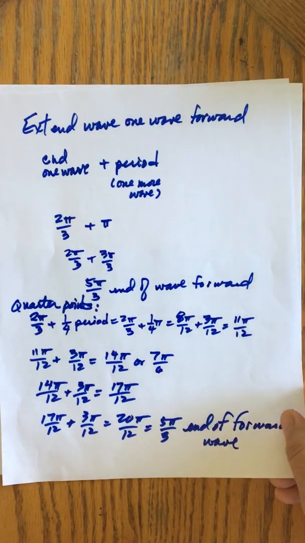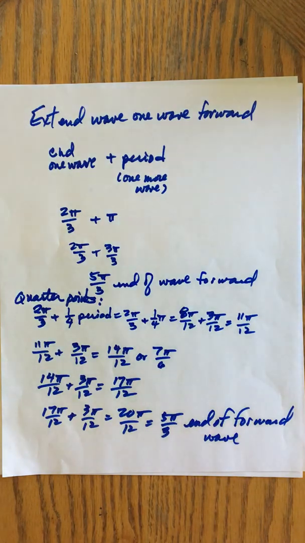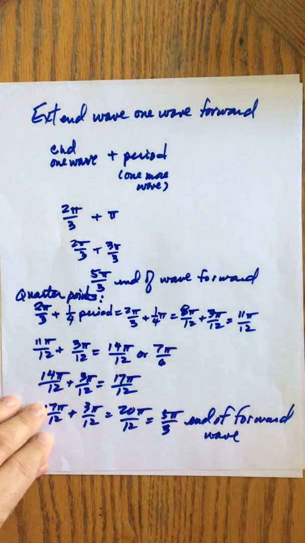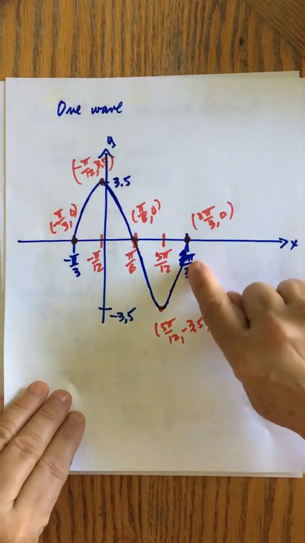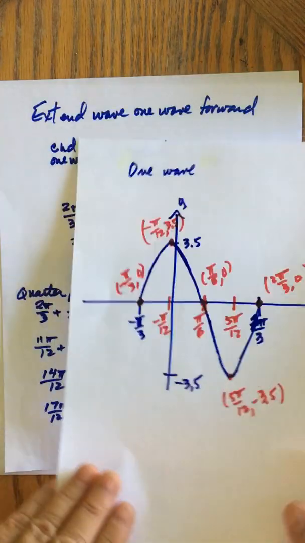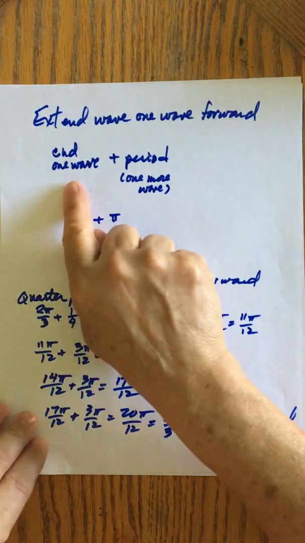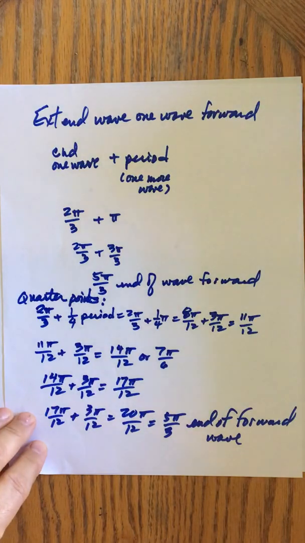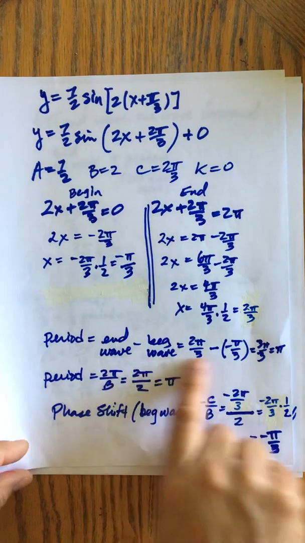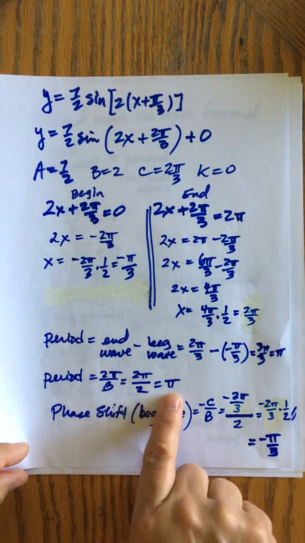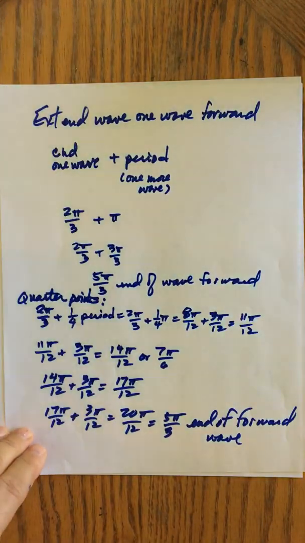So here, when I extend one wave forward, essentially what I'm saying is I start at the end of the wave, in this case that's 2 pi over 3, and I go to the right. I want to add pi, which is the period, right? So I want to take the end of the wave and then the period. In our case, the period was pi. Remember, the period was pi either by end minus beginning or by your formula 2 pi over b, but the period was pi. So that's what I'm going to add.